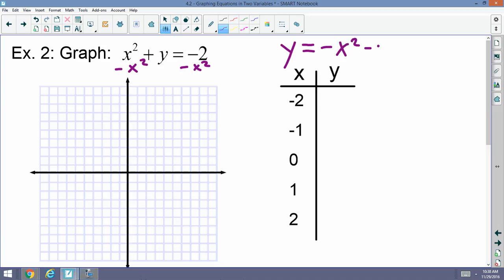Negative x squared minus 2. I always like to put the variable first, so that way it's easier to solve for me. Now, y equals what when x is negative 2? Please, guys, just plug it in.